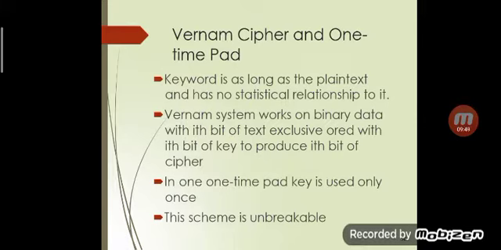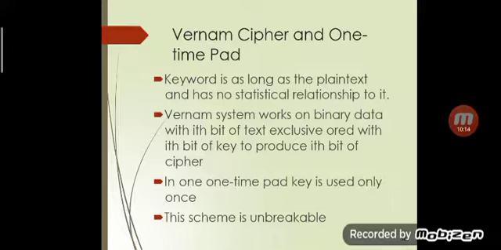So the next cipher is the Vernam cipher, also called the one time pad cipher. Basically this cipher is mostly used for encryption as well as decryption of messages. Now we have to understand how the message can be encrypted and decrypted by using the Vernam cipher.